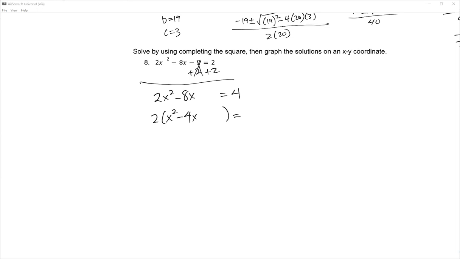And remember, you're going to do this thing where it's b divided by 2 squared. So the b is 4. 4 over 2 is 2. 2 squared is 4. So you're going to add 4 to both sides here. Sorry. By adding 4 here, you have to multiply this by 2. And so, sorry, you're going to have to add the 8 here. My fault.